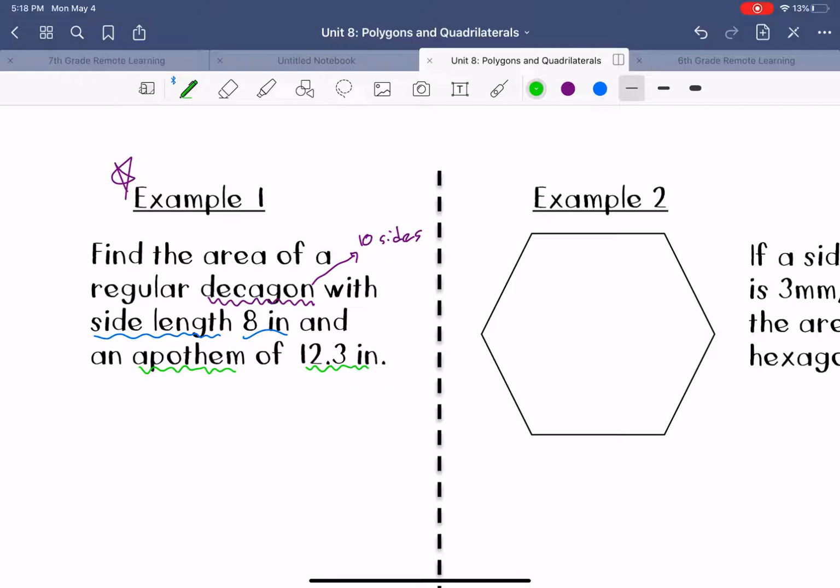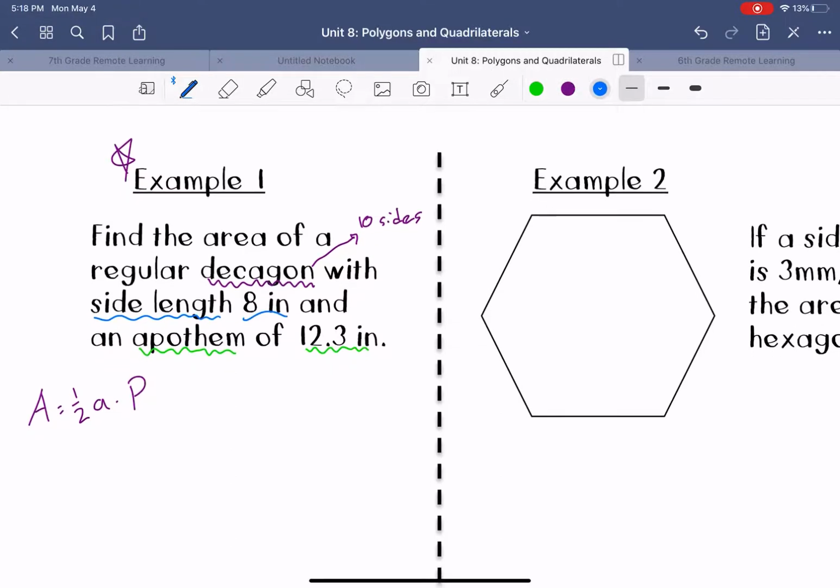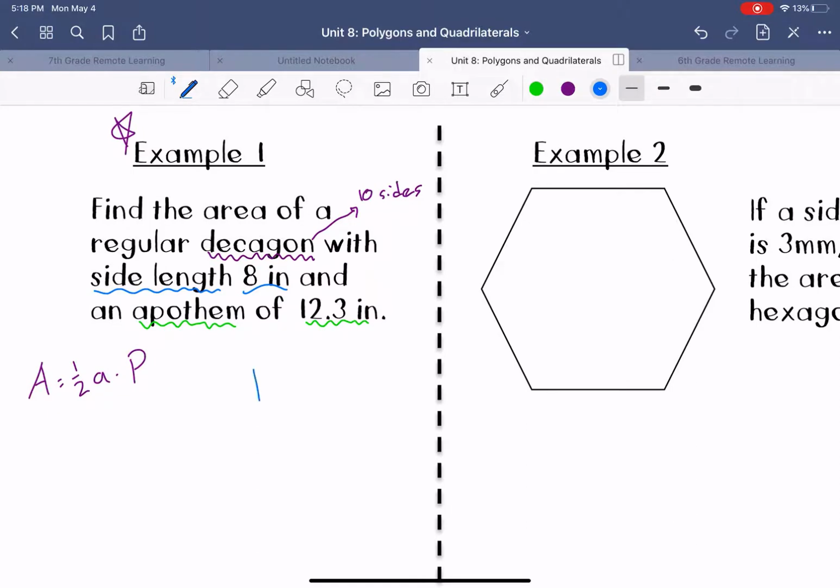Okay, so let's remind ourselves, to find the area, I need 1/2 the apothem times the perimeter. Well, I know the apothem. It's given to me as 12.3 inches. I don't know the perimeter, but I do know the side length. So let's think about how to find the perimeter.